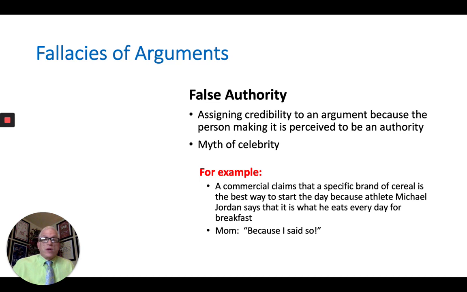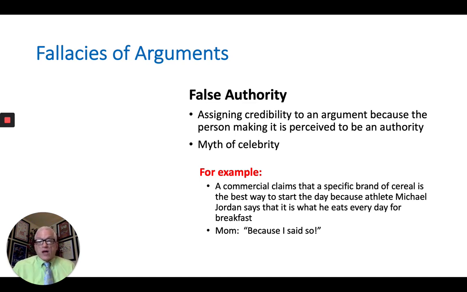For example, a commercial claims that a specific brand of cereal is the best way to start the day because athlete Michael Jordan says that that's what he eats for breakfast every day. Just because Michael Jordan eats it doesn't mean that's the reason he's a great athlete. But we decide that because Michael Jordan has authority on the basketball court, he must also have authority over cereal.